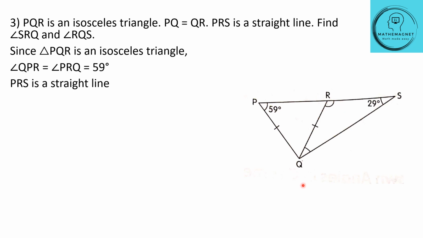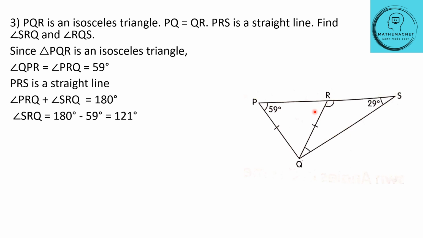Now we can find the PRS. We know this is 59. Now PRS is a straight line. So angle PRQ plus SRQ will be equal to 180 degrees. So 180 minus this angle, which is 59, you will get SRQ, which is equal to 121. So we found one of the unknown angles, SRQ, as 121 degrees.